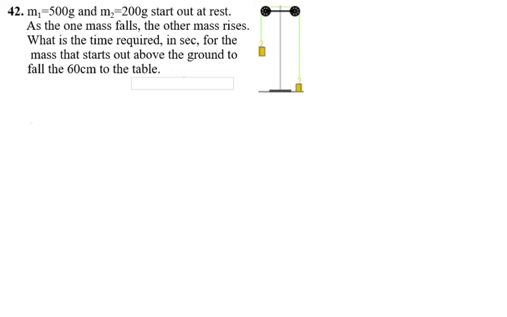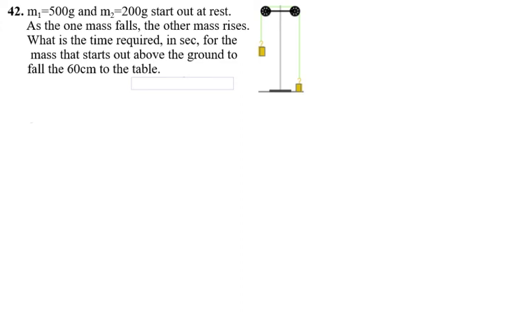And in this question, you're given two masses. M1 is 0.5 kilogram or 500 gram, and M2 is 200 gram or 0.2 kilogram, that start out at rest. As one mass falls, the other mass rises. What is the time required in seconds for the mass that starts out above the ground to fall 60 centimeters to the table?